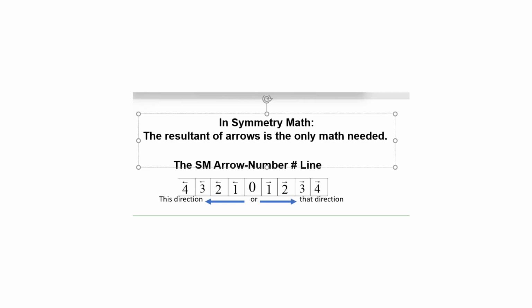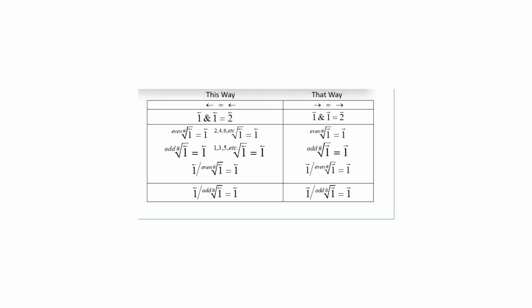In symmetry math, the resultant of arrows is the only math needed. The symmetry math number line is: you can go in this direction or you can go in that direction. Any math operation operating on an arrow going this way stays this way. Any math operation on an arrow going that way stays that way.